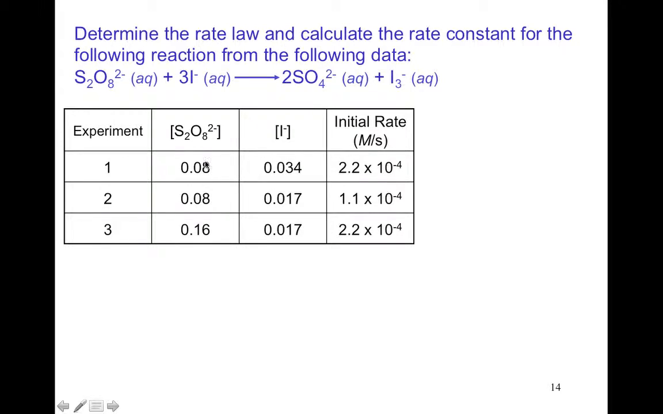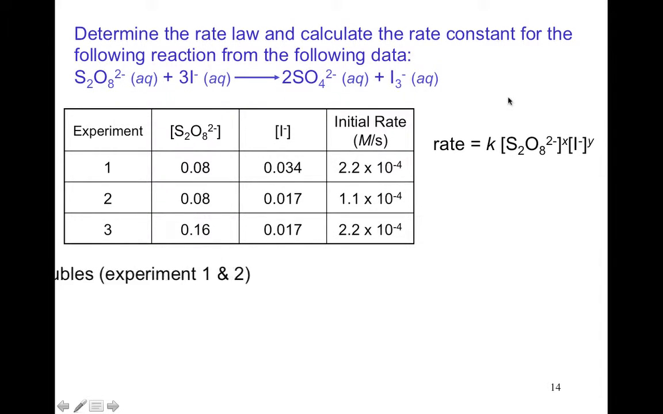We take S2O8, we cut it in half. I don't want to do that. That might get a little too confusing. What if we keep iodine the same? There, that's better. Let's keep iodine the same. And let's double S2O8. Yeah, I like that a lot better. Our reaction rate doubles. So we say, hey, same boat. What order is S2O8? First order again. So this is nice. A little repetitive, but it's nice.